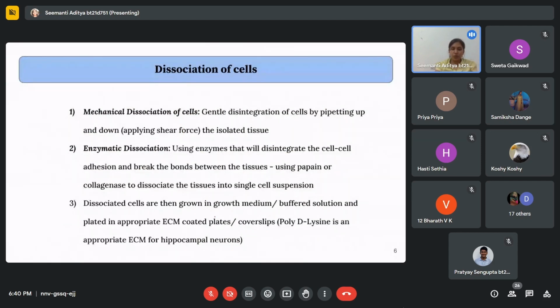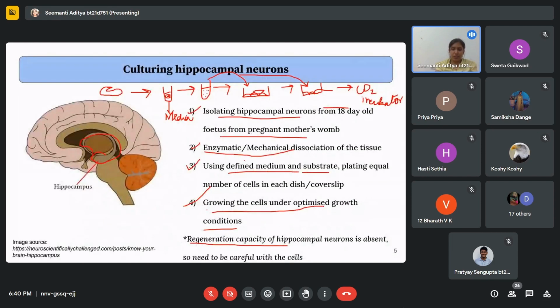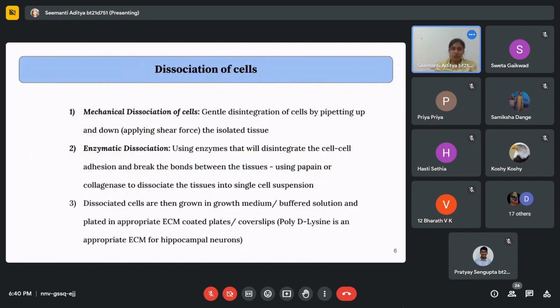So the first step for culturing the hippocampal neurons is dissociating the cells. After isolating the tissue or the organ, we have to dissociate it into a single cell suspension.